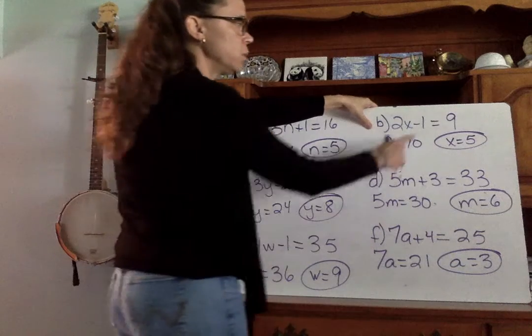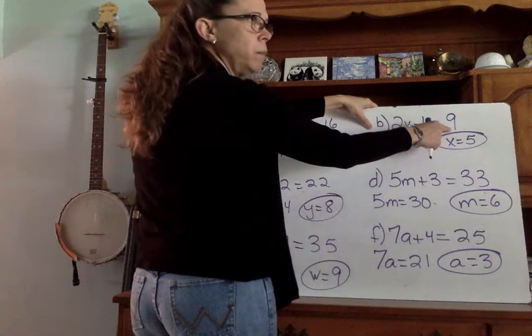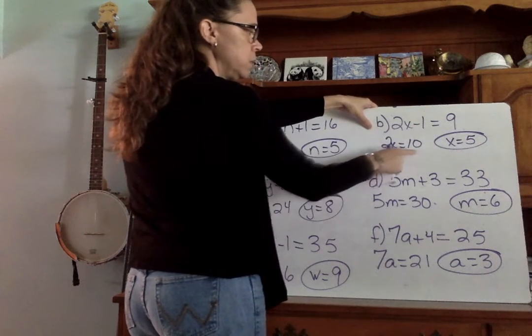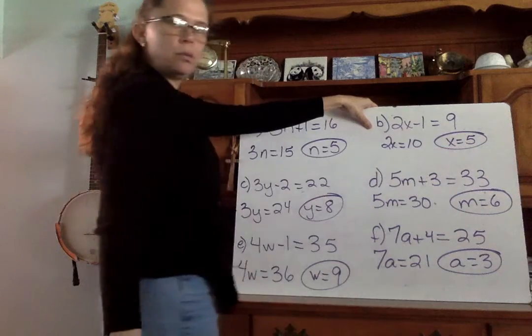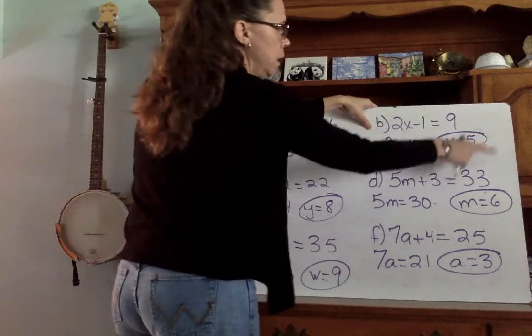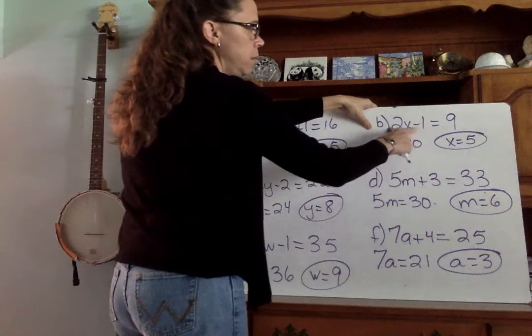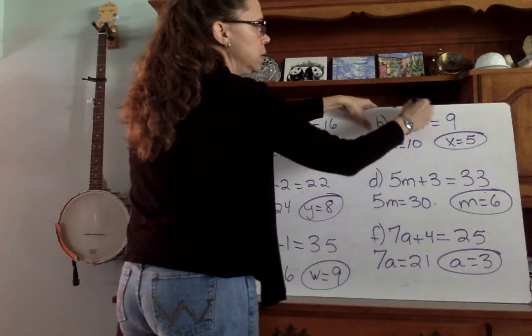If I didn't subtract the 1, my answer would be 1 bigger. So I'll say 2x is equal to 10. x is equal to 5. Check ourselves. 2 times 5 is 10, minus 1 is 9. 9 is equal to 9.